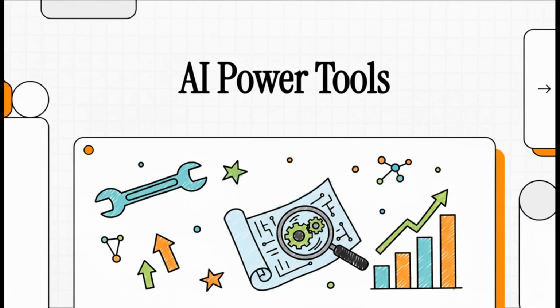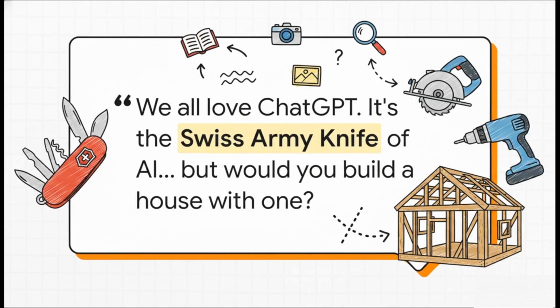Let's dive in. Look, let's be honest. We all love ChatGPT. It's probably open in another tab for you right now, isn't it? It's the ultimate Swiss Army knife of AI. It's decent at writing, it's okay at making images, pretty good for basic questions. But see, that's the whole point. It's a generalist. I mean, would you build a house with one? No way. You'd grab a circular saw, a power drill, you'd grab the power tools. And for serious high-quality work with AI, that's exactly what we need to start doing.